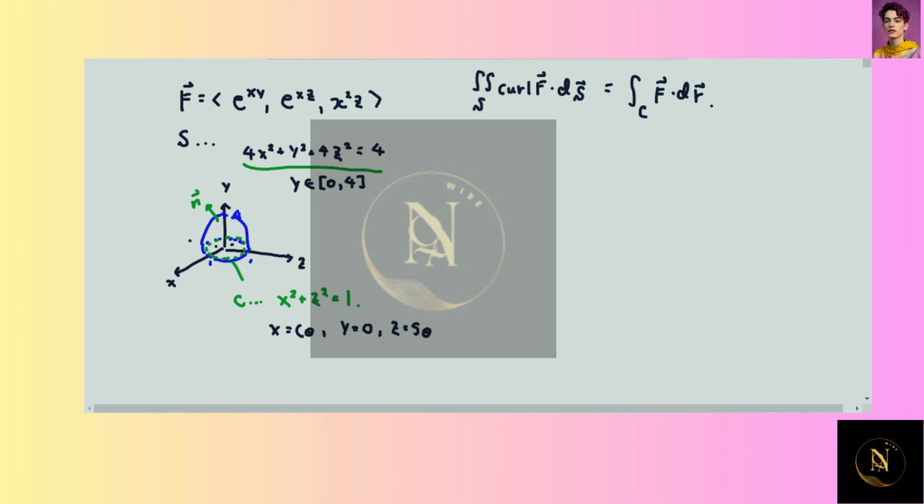Now, when we take a look at the f in terms of the parameterization, we know that y is equal to 0, so e to the xy is simply equal to e to the 0, or in other words, 1. xz is e to the cosine theta sine theta. It's a little bit alarming, but don't worry. And x squared times z is equal to cosine squared times sine.